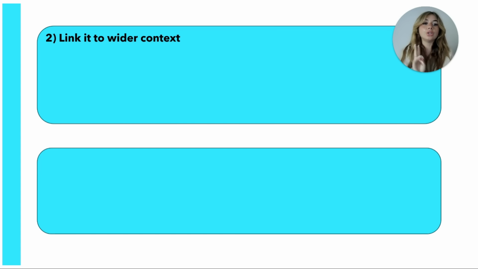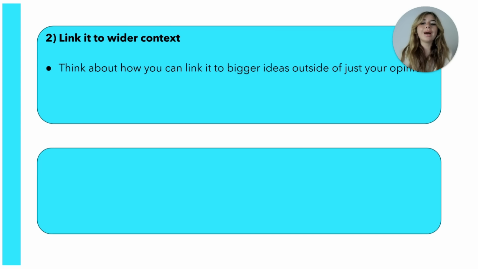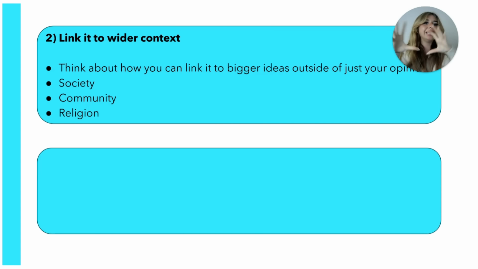And then the second top tip that I've got is to link it to the wider context. So, for example, think about how you can link it to bigger ideas outside of just your opinion. Now, the top students will not just think about their opinion, but think about how it links to the wider context. Things like society, community, the religion, any other bigger ideas, anything that's bigger than you as an individual, and if you can link it to that.